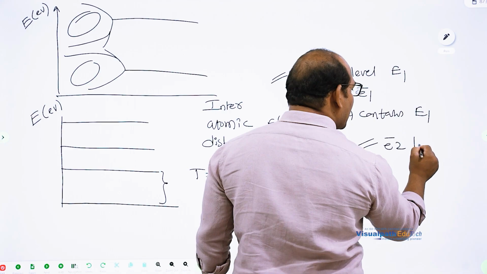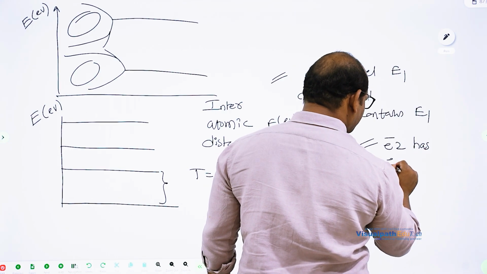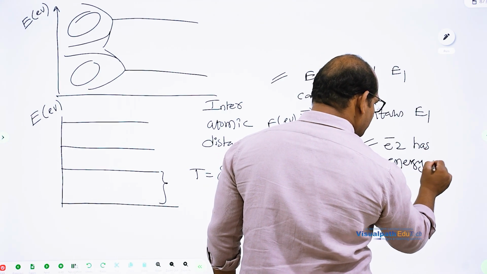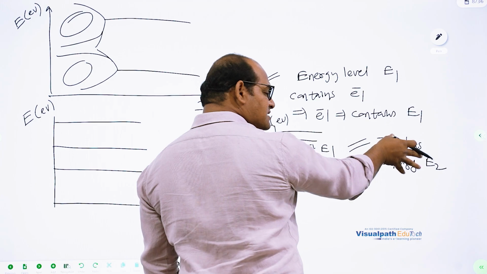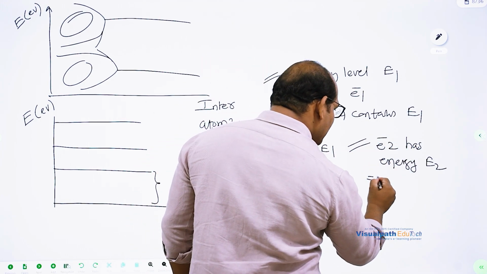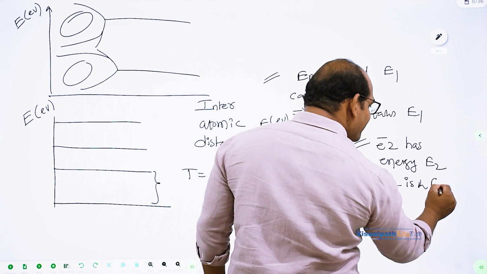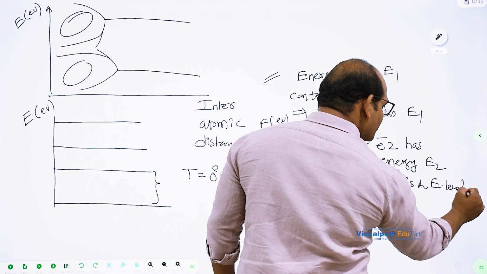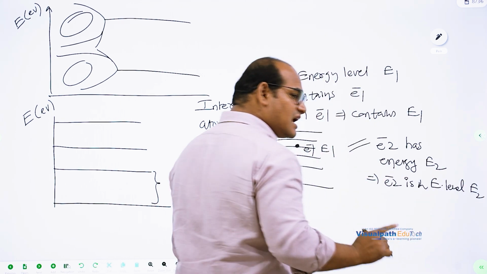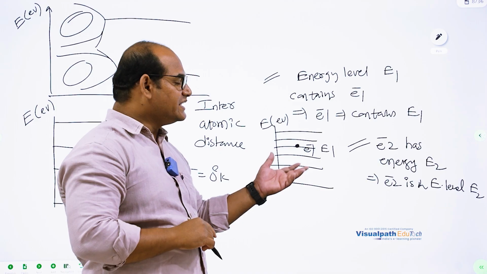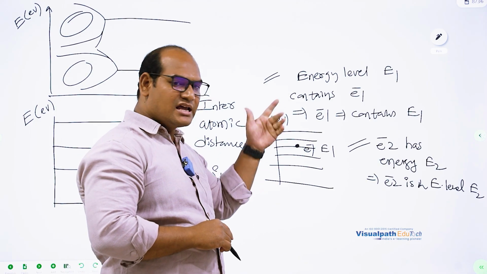Now in a different manner, I will give it in a reverse manner, that is, you know that electron 2 has energy E2. Then this is the information known to you, then you can tell electron E2 is in energy level E2. Energy or energy level both are indicated with E1 and E2 or E3 and so on.